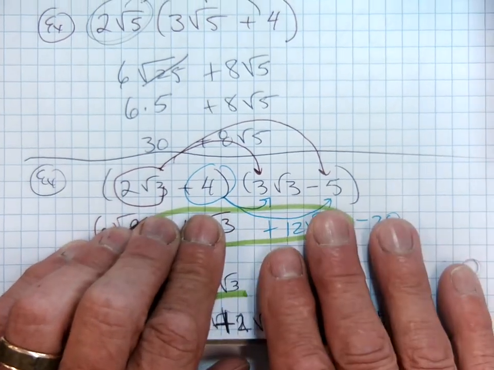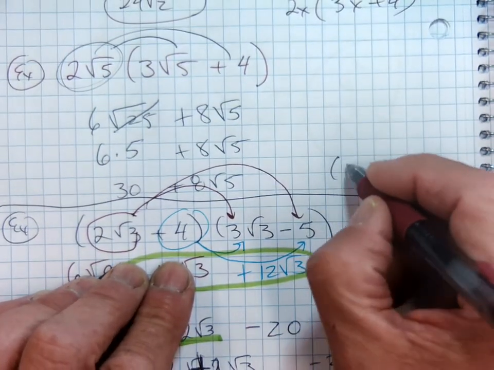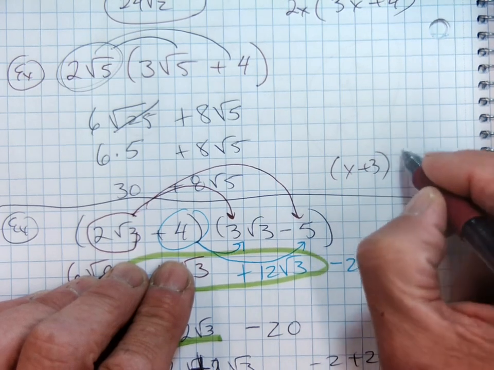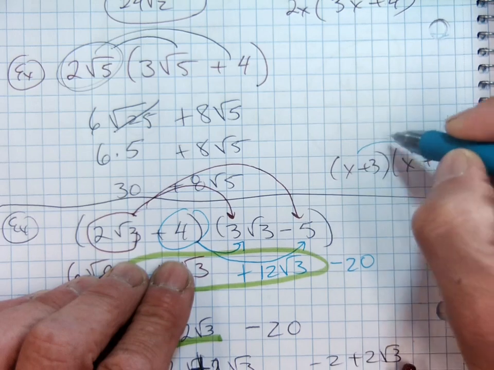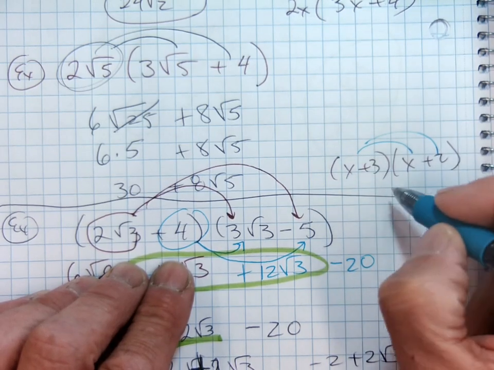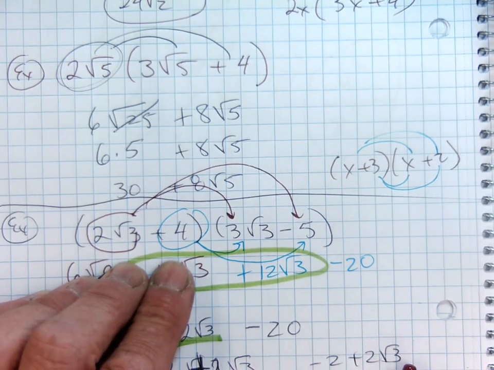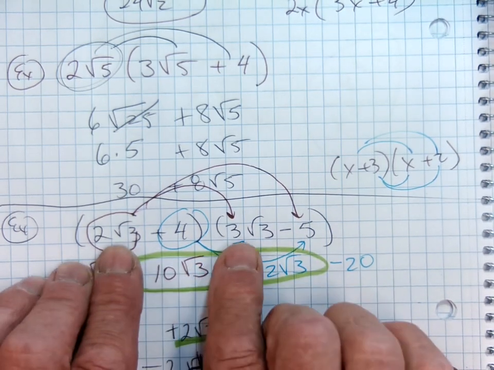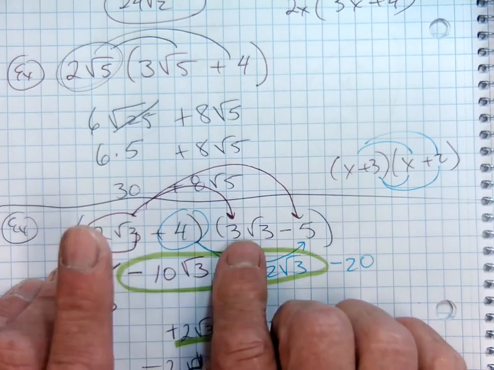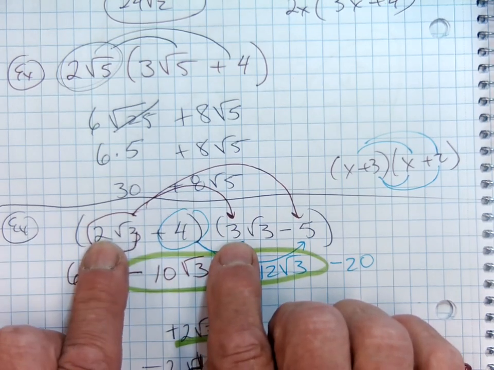So we learned in algebra that if you had, for instance, x plus 3 times x plus 2, you'd really multiply x times both of these, and then you take the 3 times both of these, okay? We do the same thing with square roots. So we got a 2 square roots of 3 times a 3 square roots of 3. I multiply those first. 6 square roots of 9.